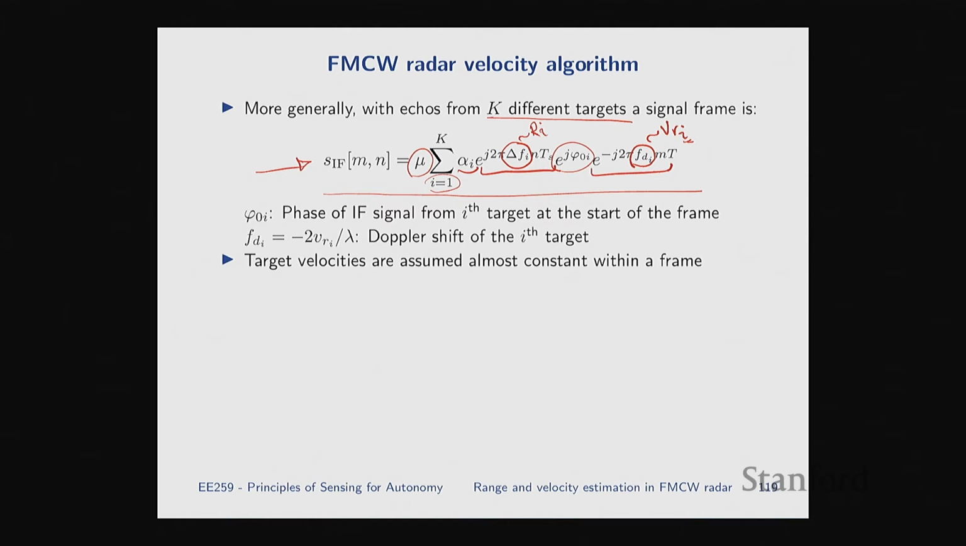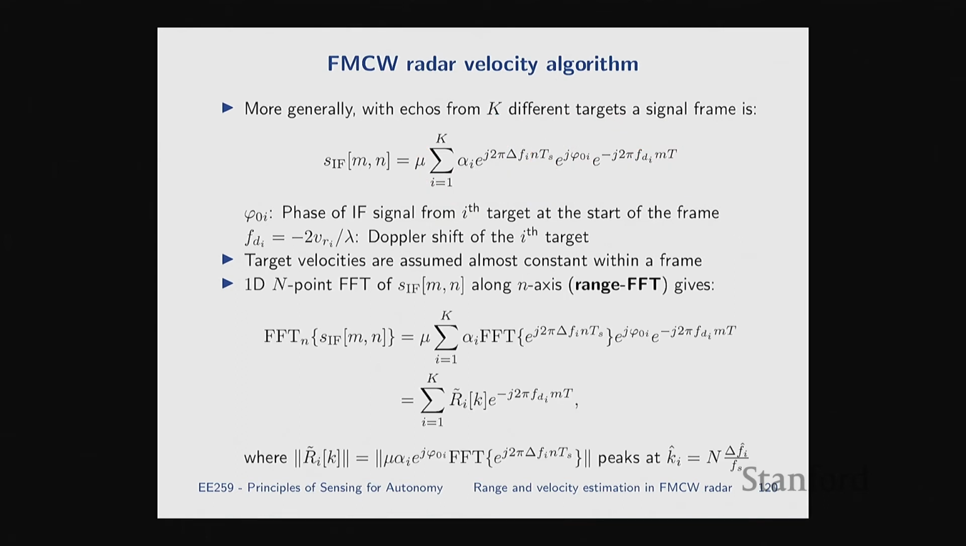But if things start to become too long in your frame, or if the frame duration starts to become too long, you should plug in some numbers for typical range and typical velocity that you get, and see, okay, are the assumptions still valid or not? That went into the signal model. Okay, how do we process this?